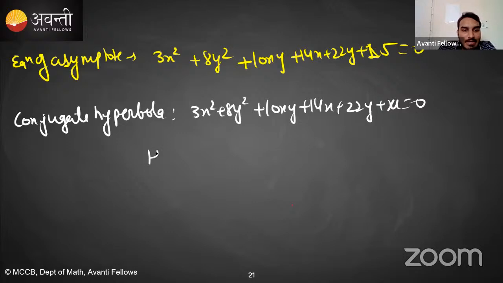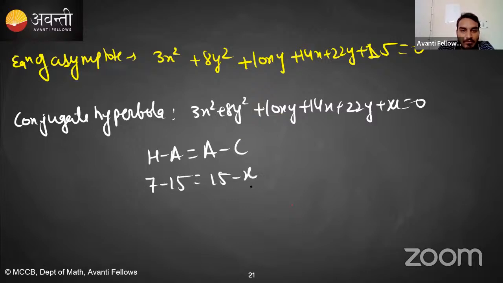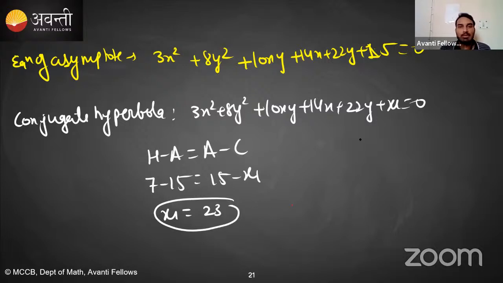And we know that h minus a is equal to a minus c. What is h? The constant in the hyperbola. How much is h? The constant in the hyperbola, which is 7. So 7 minus 15 is equal to 15 minus mu. What did we get? Mu is equal to 23. So substitute 23, and you will get the conjugate hyperbola.